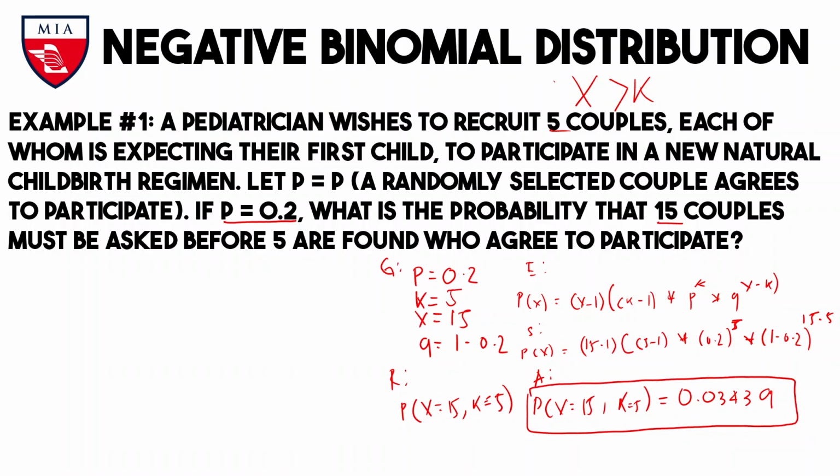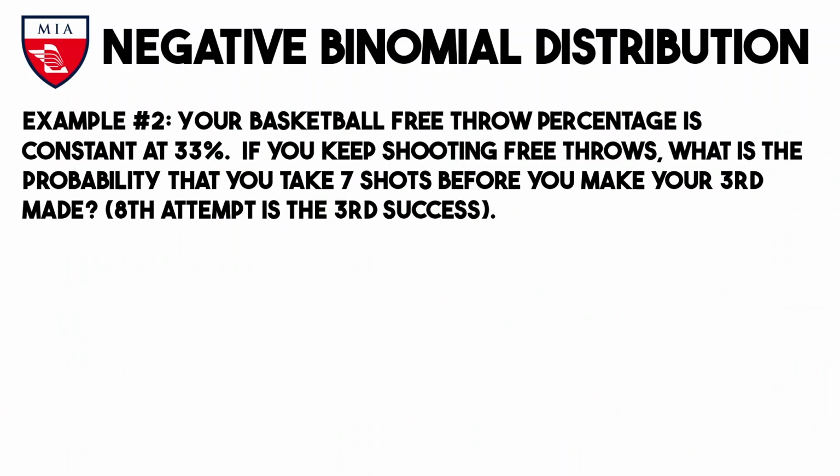Okay, next question. Your basketball free throw percentage is constant at 33%. If you keep shooting free throws, what is the probability that you take 7 shots before you make your third made? So the 8th attempt is the third success. Okay, so let's solve this.